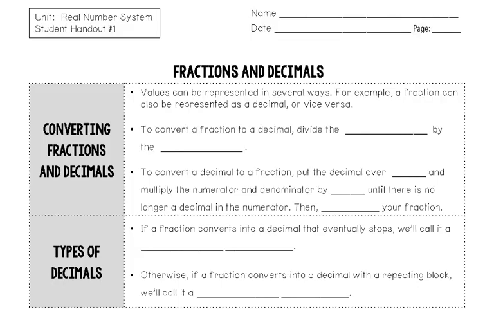So you should be looking at this handout with me. Make sure your pen or pencil is in your hand. You're going to fill this in as we go, and then we're going to do some examples. So this is the fractions and decimals lesson. Like I said, values can be represented in several different ways. A fraction can be represented as a decimal or vice versa. We can go back and forth. So we're going to start with converting fractions to decimals.